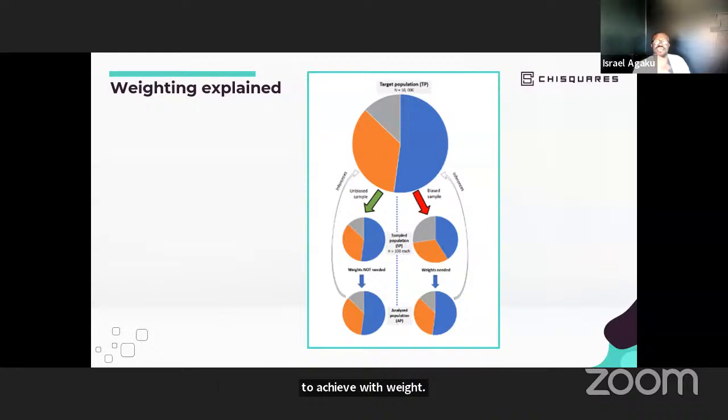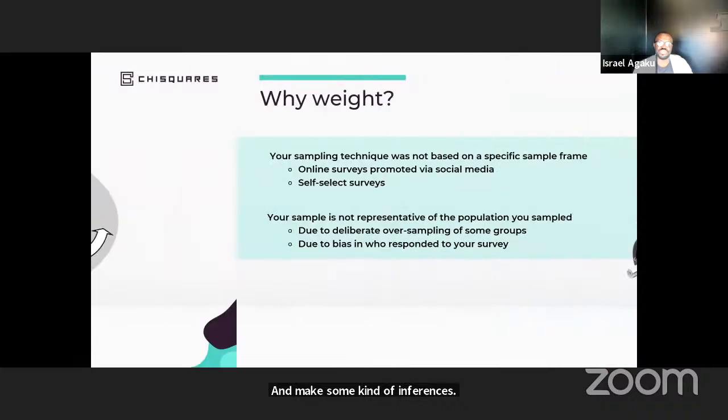So again, don't worry about the technical nuances or the scientific math behind it. Just understand it from a simple pictorial form of why weights are needed and what they achieve. It's all about, we want to force the sample to now look like the parent population so that we can go ahead and make some kind of inferences. So that is what we're trying to achieve.